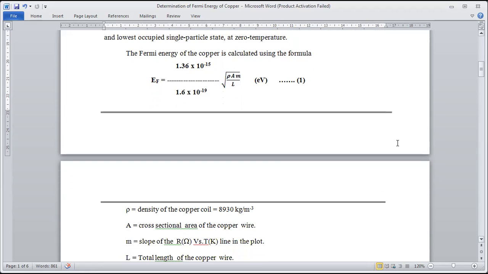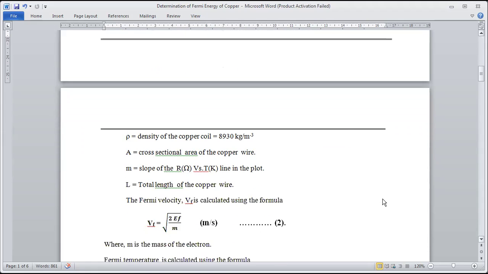So these derivations, if you want, you can study separately. And since it is a practical part, I am taking these equations directly. So this is the equation to calculate the Fermi energy. The density of copper is 8930 kg per meter cube. And the cross-sectional area of the copper wire changes according to what type of wire you are taking.